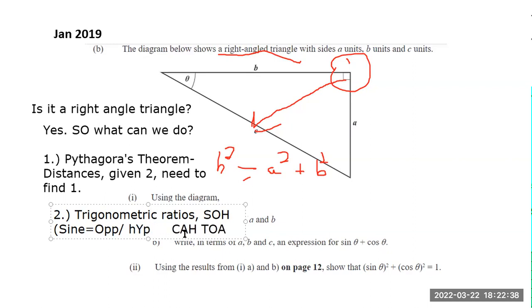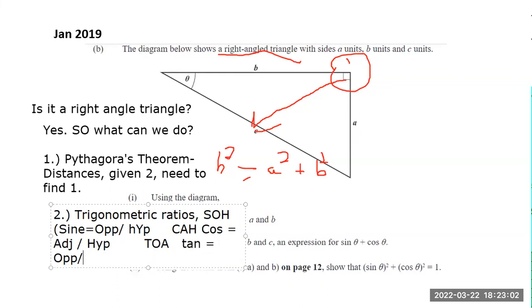The second one would be CAH, which is cosine. So if we were to write the expression for this, cosine would be adjacent over hypotenuse, or CAH, to help us remember it. And we have the last one, tangent, or we fondly know it as tan, would be opposite over adjacent. So that would be the three things involved here, right?